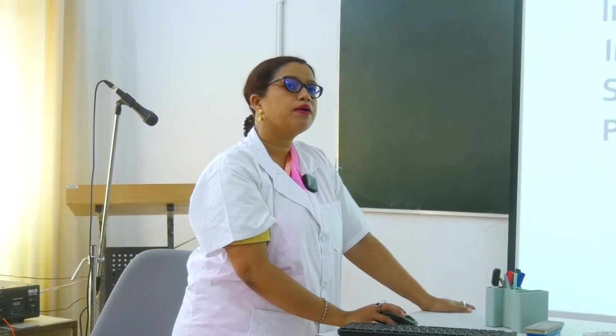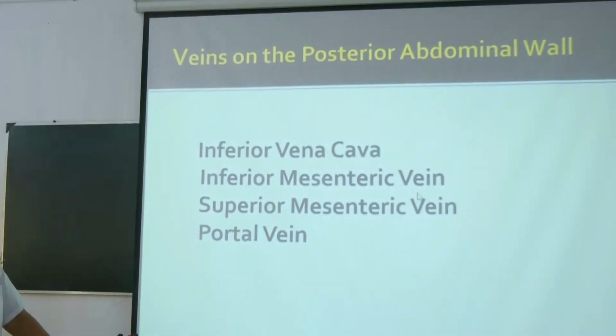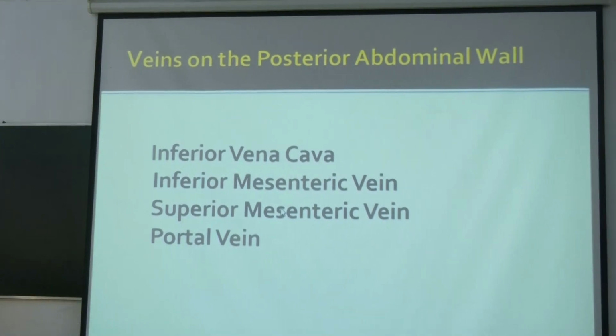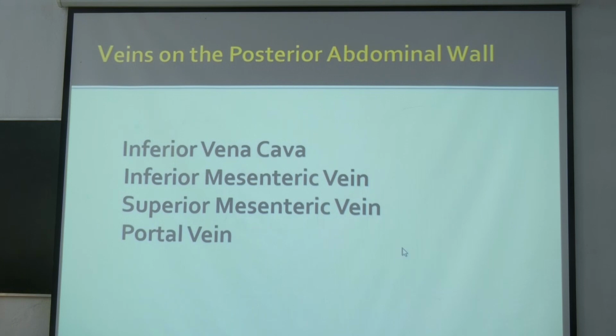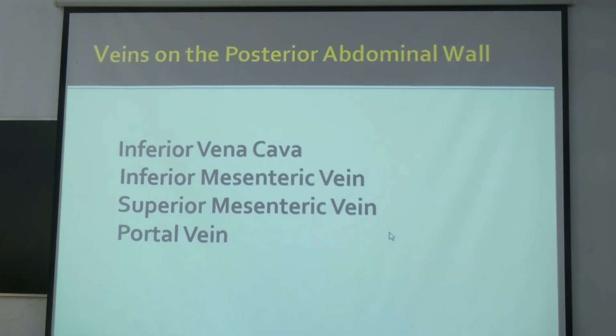So now coming to the veins. What are the types of veins? Okay, veins কি কি আছে? প্রথমে হচ্ছে inferior vena cava, then inferior mesenteric vein, superior mesenteric vein, and you could not forget the portal vein. Vein গুলো একটু লিখে নে.